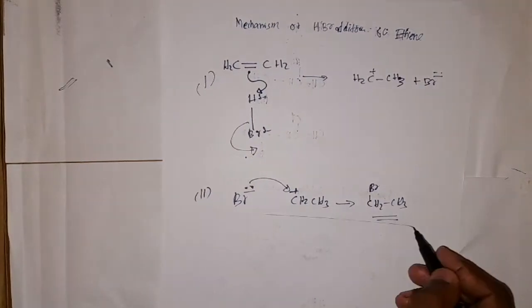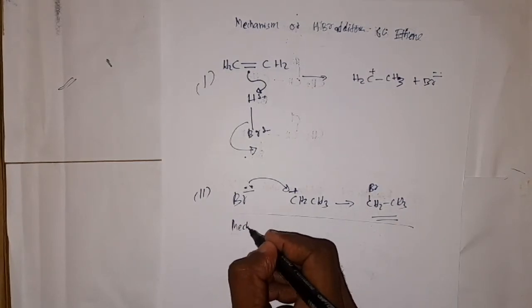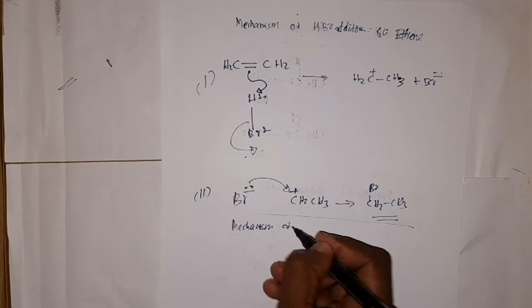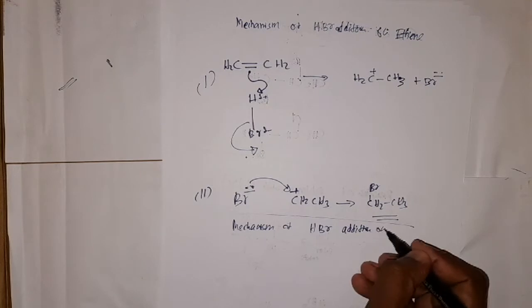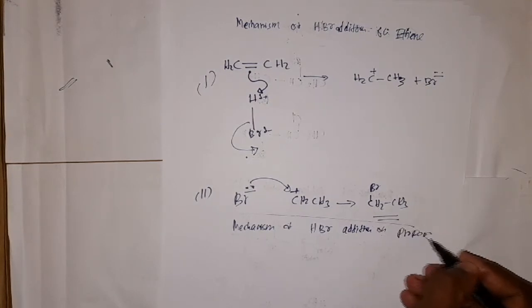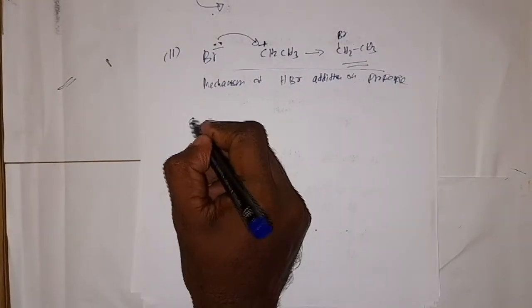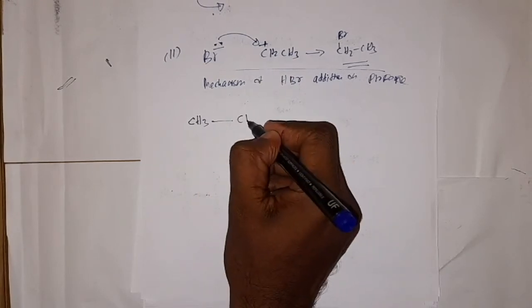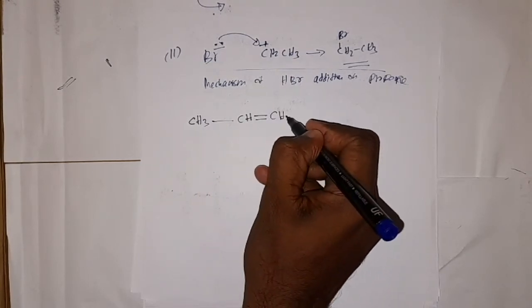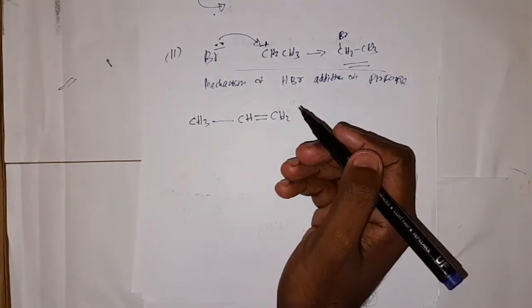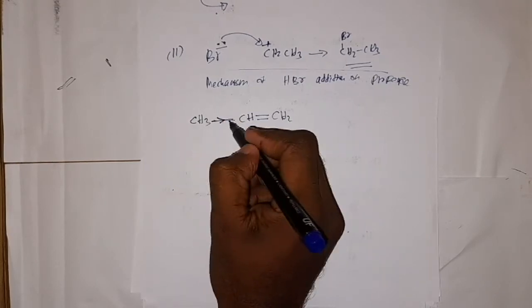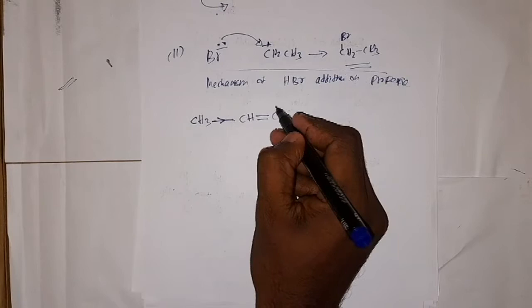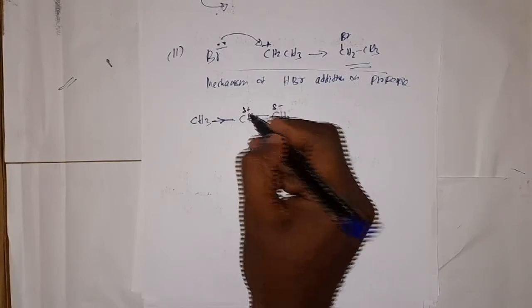Then we have to discuss the mechanism of HBr addition on propene. Propene, I just explained this one. Propene means CH3 CH double bond CH2, and here this CH3 is an electron donating group, therefore the electron cloud is drawn to this side, and as a result this carbon is delta minus and this carbon is delta plus.